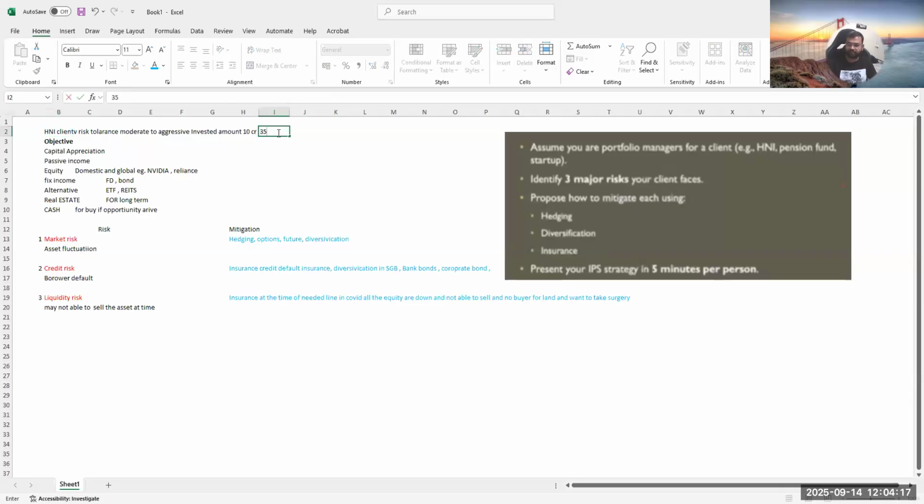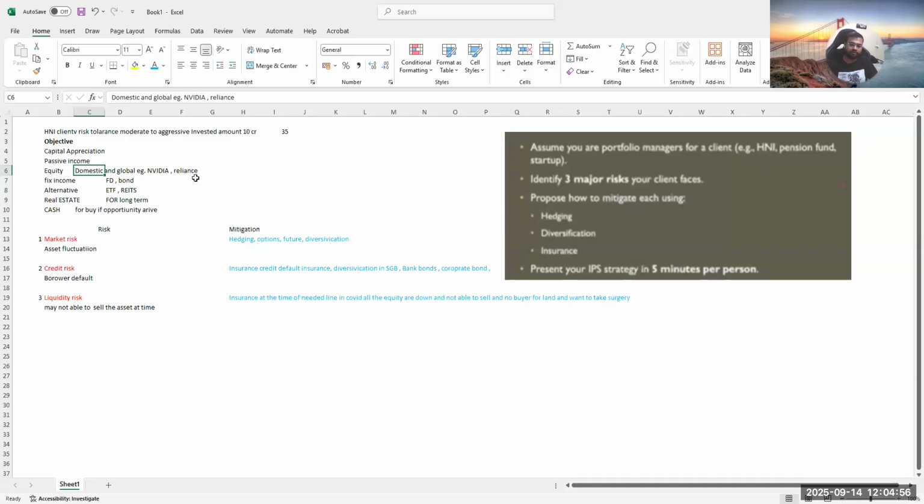Age is 35, let's say. His objective is capital appreciation and passive income. He wants to appreciate his capital and also have a passive income. I am suggesting he diversify into equity, fixed income, alternative investments, real estate, and cash. Equity, for domestic, Reliance Industries, for example, and I want to diversify his portfolio internationally also. Like I'm going to invest in Nvidia also.